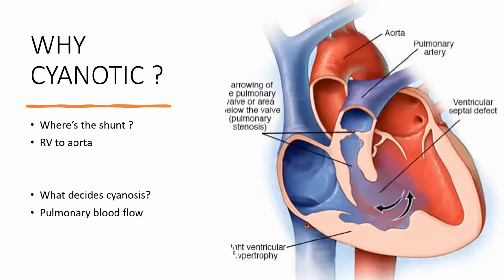So let's remember these two important components. One is, where is the shunt? The shunt is from the RV to the aorta. What decides cyanosis? Cyanosis is decided by the amount of pulmonary blood flow. So if you have a very bad pulmonary stenosis, that patient with Fallot will be completely cyanosed. If you have a mild pulmonary stenosis, the cyanosis will be very less. So that's what is important for us to remember.